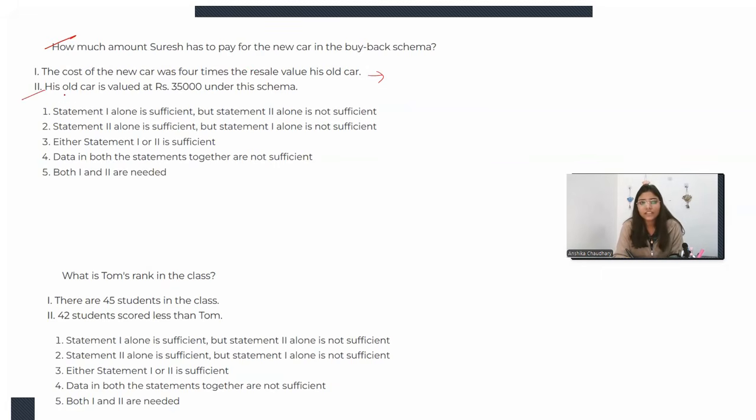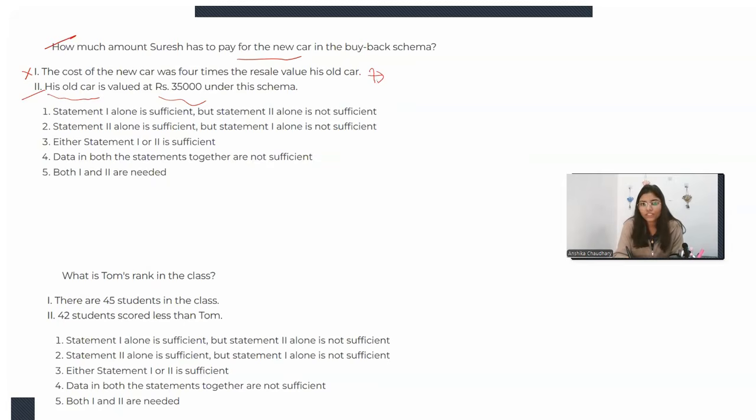If we see this second statement alone, his old car is valued at 35,000 rupees under this scheme. This time you don't need to see the first statement, we are just taking the second statement. Here we just have that the old car value is 35,000. We know the old car value, but we need to buy a new car, so again the second statement alone is not enough.